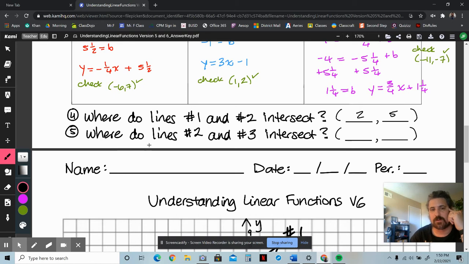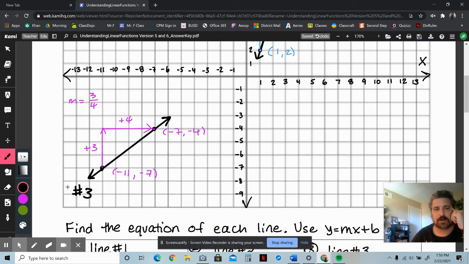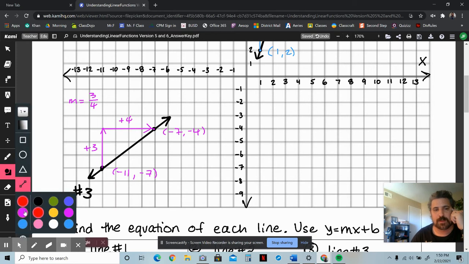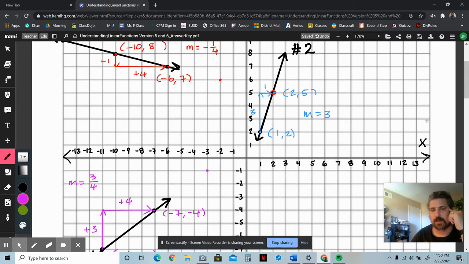And then where do lines number 2 and number 3 intersect? So if we start, let's say, at number 3 here, and we move the slope here, let's just see what happens. So if we grab our little purple here, and we move the slope, it's up 3 to the right 4. And then we'll do it again, move it again, up 3 and to the right 4. Oh, perfect. They intersect right there. So this point 1, 2 is the point of intersection between these two lines.